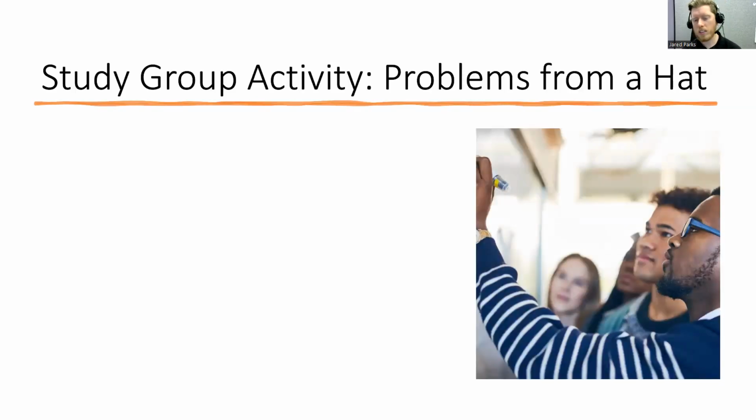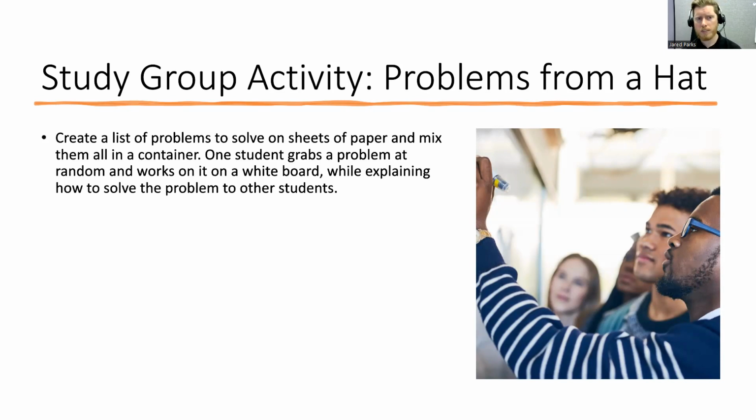And when you're studying, study groups can have a lot of different ways of doing it. You can just sit down and do questions and then ask each other for help. But one way I like to study for math in a group is problems from a hat. What we do is we create a list of problems to solve. It can be 20 questions, 30 questions. It can be just the practice test or questions we've put together from the semester, all the examples. We put them on sheets of paper and we mix them in a container, a hat.